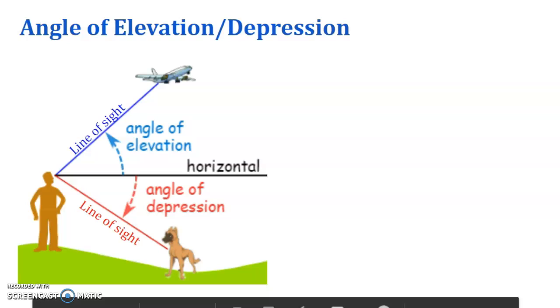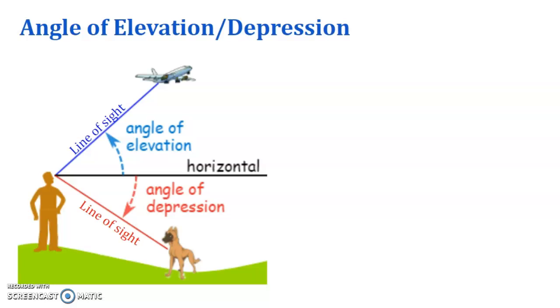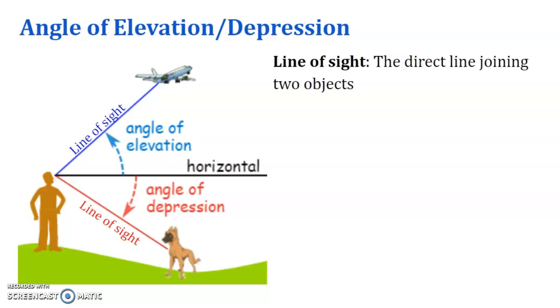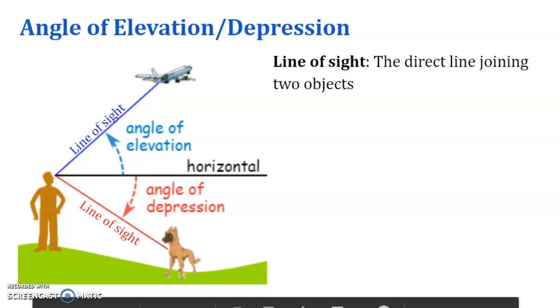Here is my observer, and here he's looking up at an airplane, and here he's looking down at a dog. So angle of elevation and angle of depression really depend on whether you're looking up or looking down at an object. To talk about that, we need to first define the line of sight. Line of sight is the direct line joining the observer and the object. So here, the line of sight to the airplane is the blue line. The line of sight to the dog is the red line.